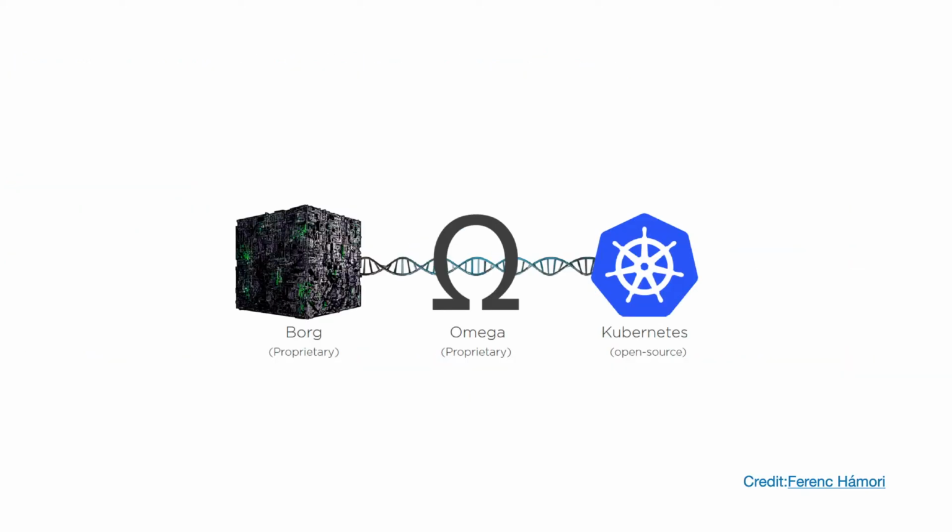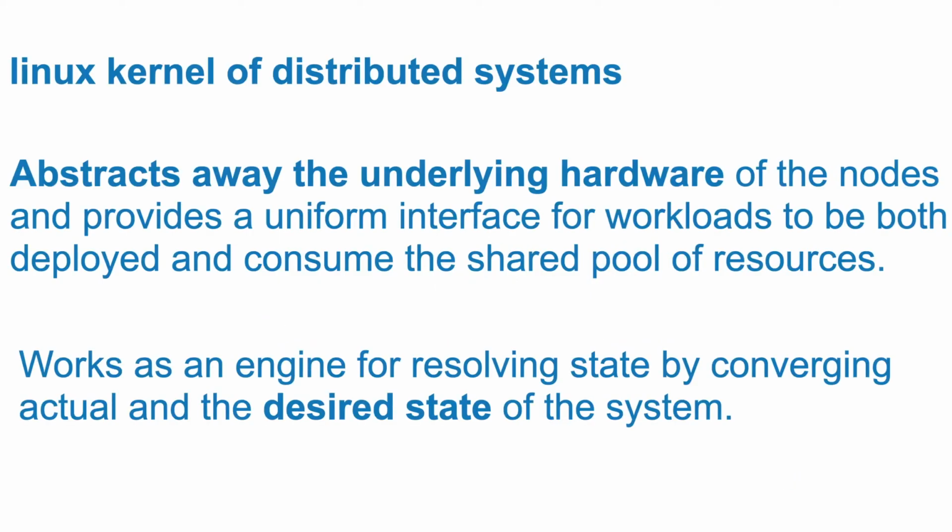So it all started with Project Borg, which was internal in Google, and then Omega, and then Google made it open source. So the origination of it was from Google with Project Borg. It is also the Linux kernel of distributed systems because with containers, what we're doing is virtualizing the Linux kernel.